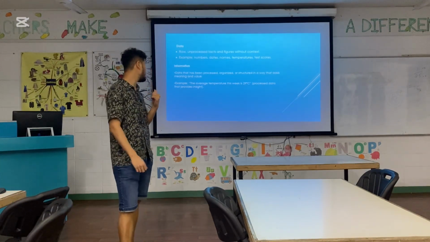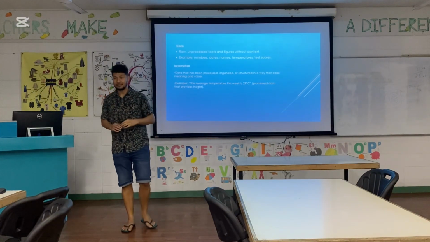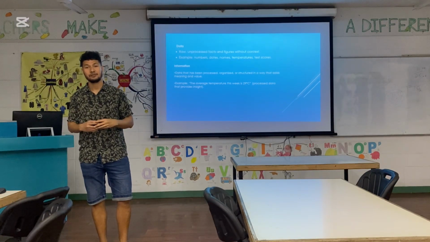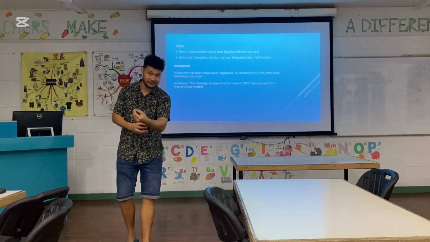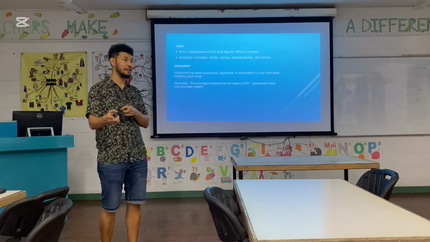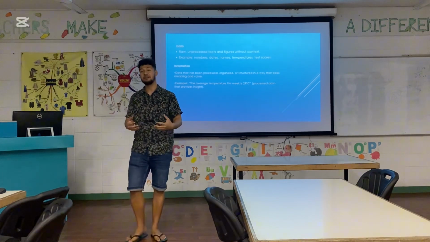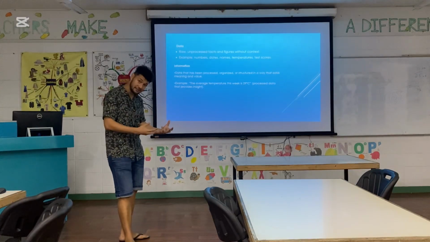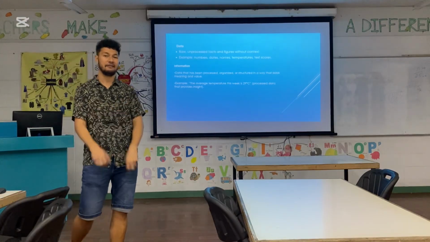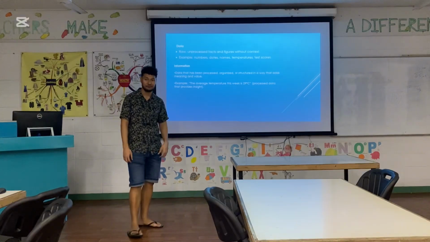Now we jump into information. What is information? Information is basically data that has been compiled. As we collect individual data and put them together, they become information. Information is when data has been processed, organized, or structured in a way that adds meaning and value. So that's the difference between data and information.